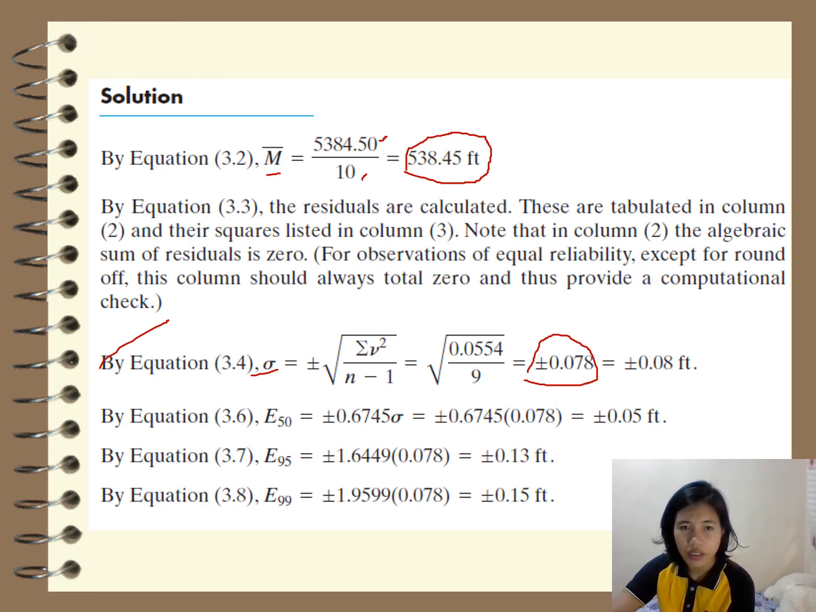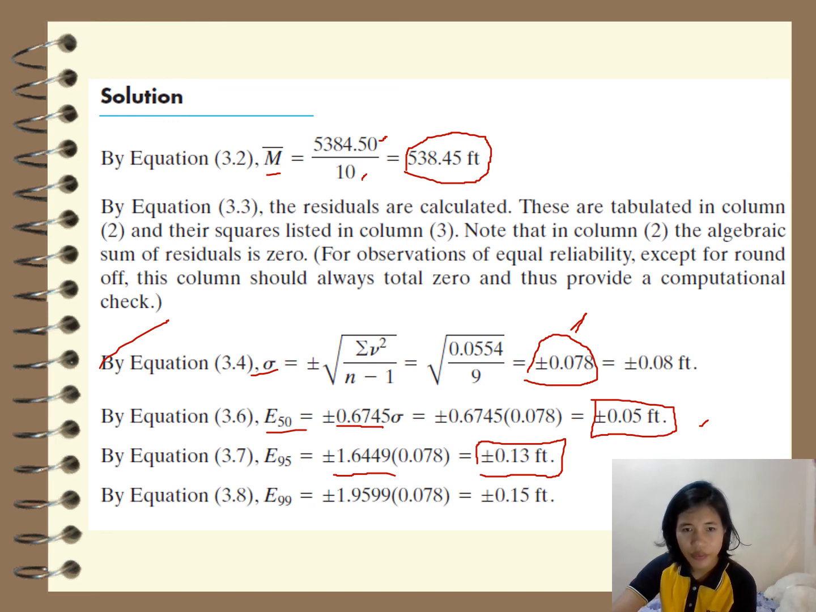So, by equation, for our E50, you just multiply the standard deviation by 0.06745. So, we get a value. So, this one is the probable error. This is our probable error. By equation, plus minus, we can compute if the data is precise, 1.64495. This is used for E95 and E90. So, the value is this one.